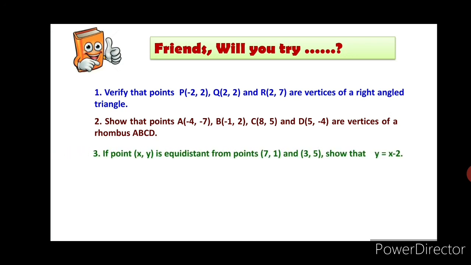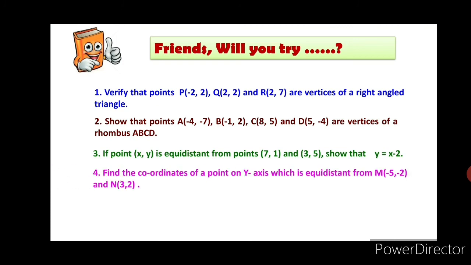Now point P(x, y) is equidistant from points (7, 1) and (3, 5). Show that y is equal to x minus 2. Again you have to use that distance formula. Here you can take (x, y) as P, this (7, 1) point as A and (3, 5) as point B. Then you can say that PA is equal to PB. By using distance formula you are getting the result that y is equal to x minus 2.